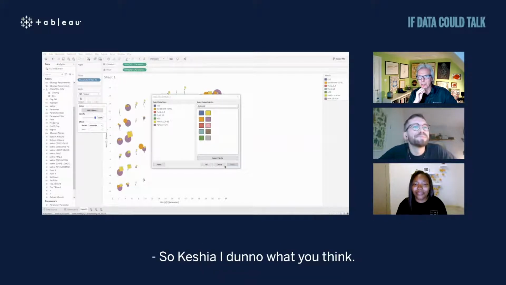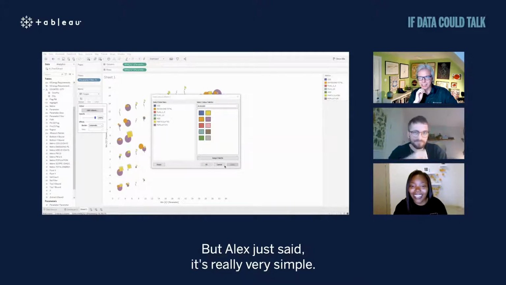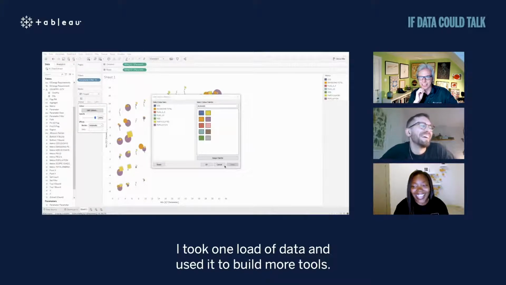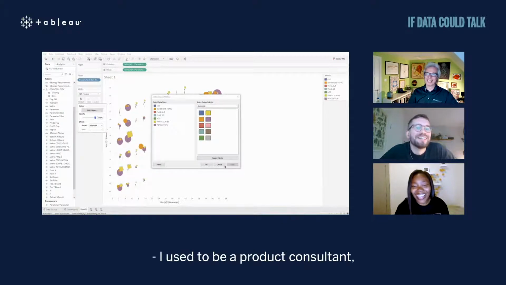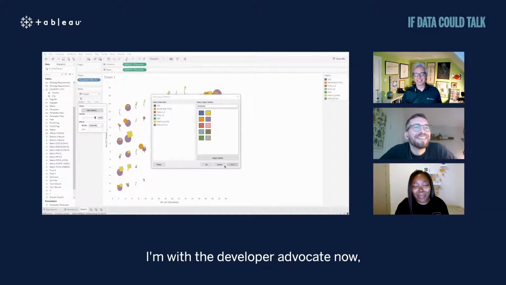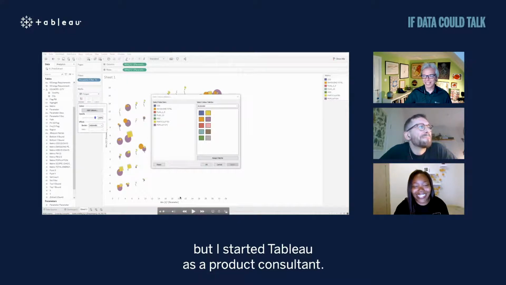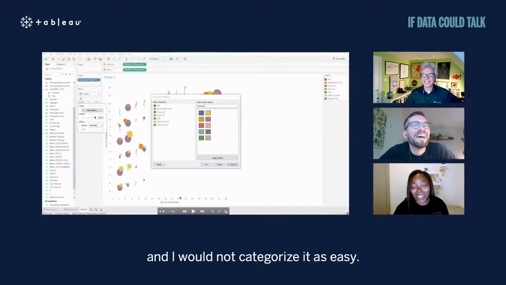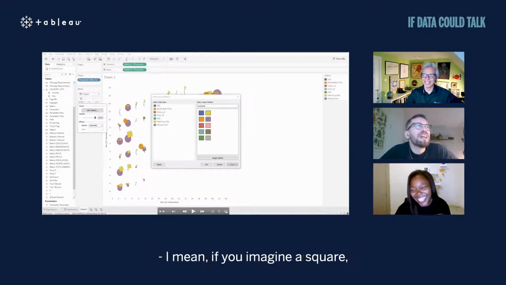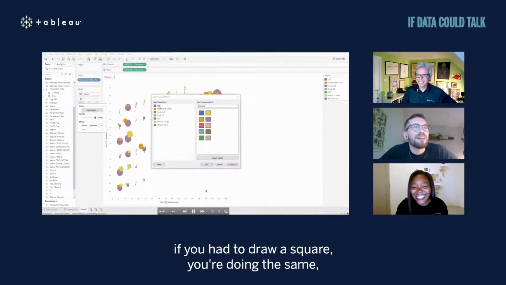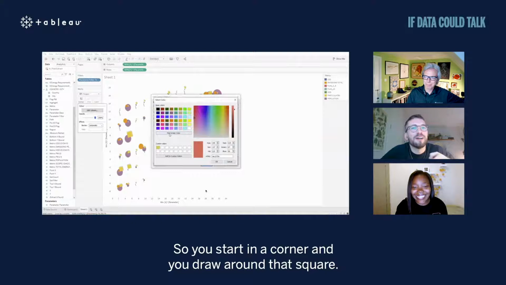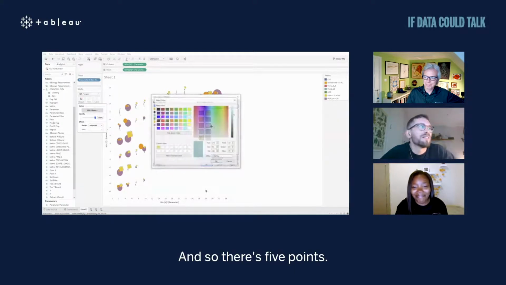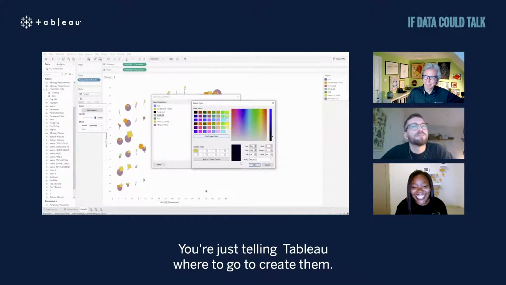So Keisha, I don't know what you think, but Alex just said it's really very simple. I took one row of data and used it to build multiple shapes. Now, what do you think? I used to be a product consultant. I'm with the developer advocates now, but I started at Tableau as a product consultant, and I've done some of this work, and I would not categorize it as easy. If you imagine a square, it's literally, if you had to draw a square, you're doing the same, but using coordinates. So you start in a corner and you draw around that square, and so there's 5 points. You're just telling Tableau where to go to create them.